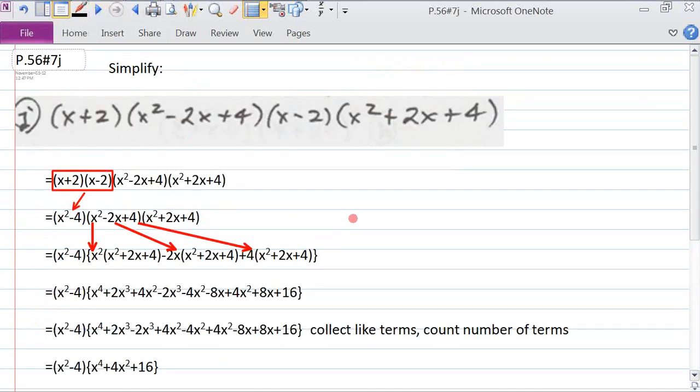Now in this problem I'm going to multiply. Here I have 4 brackets. It's easiest if I multiply this term by this one, because if I do that, again through FOIL, the inner and outer will cancel. I'll just have x squared minus 4, and then I have x squared minus 2x plus 4, which is this one, and I have then this one, which becomes this one right here.